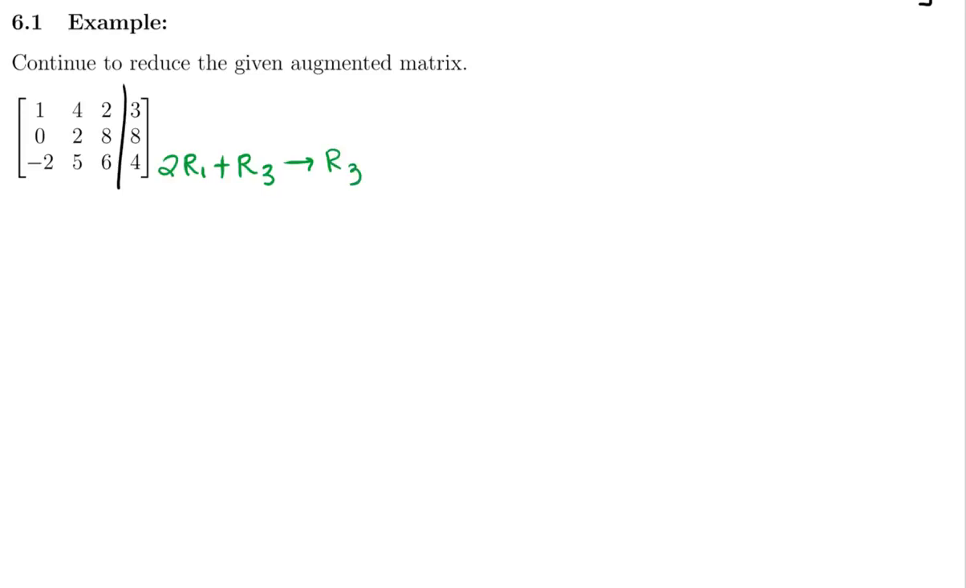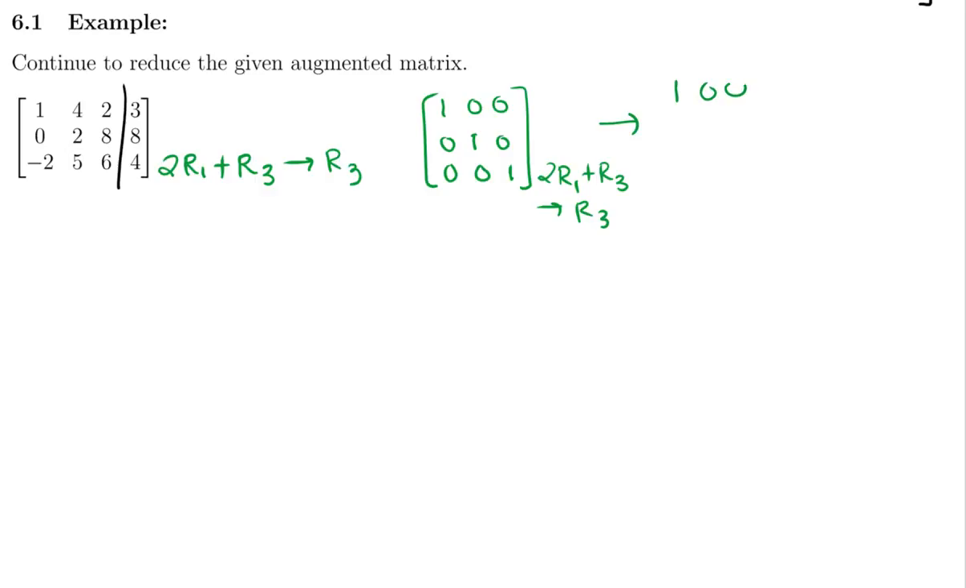Well, let's see how that row operation looks on the identity matrix. So if we take our 3 by 3 identity matrix and we apply the same row operation, I'm going to do 2 times row 1 plus row 3, and this will go into row 3. Well, row 1 and row 2 will remain unchanged, so we will have 1, 0, 0, 0, 1, 0. But now I have 2 times row 1 plus row 3, so that would give us 2, 0, and 1 in the bottom row.